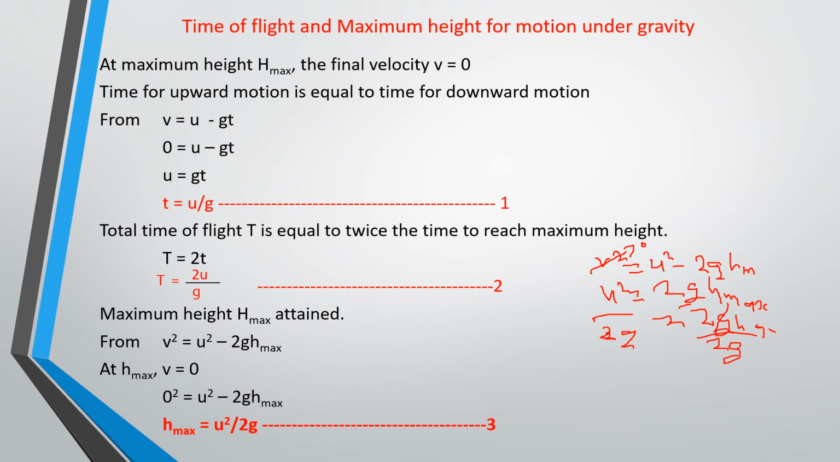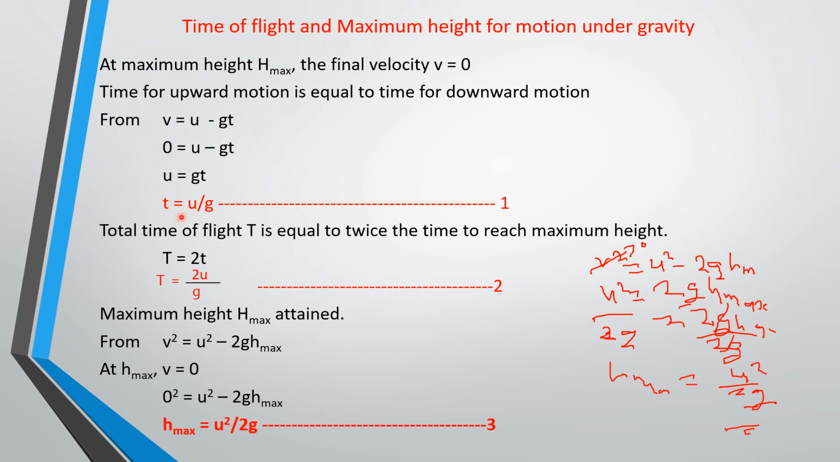So this will cancel out, so that you have h max equals u squared all over 2g. Okay, so you have u squared over 2g. So this gives you the maximum height, and that is the equation we have here.